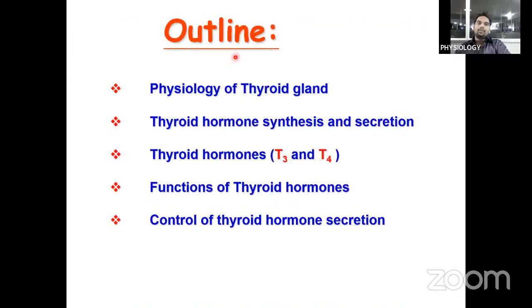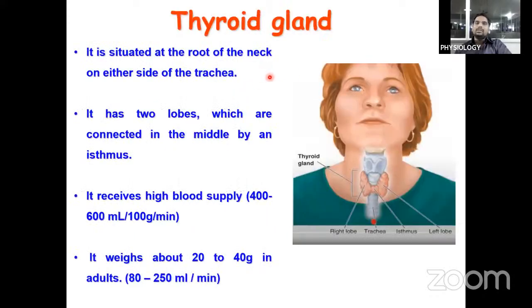These topics are covered under the outline of physiology of thyroid gland, thyroid hormone synthesis and secretion, T3, T4 thyroid hormones, functions of thyroid hormone, and regulation of thyroid hormone secretion. As we know, the thyroid gland is situated on either side of the trachea. It has two lobes, left and right, that are connected in the middle by the isthmus. It receives a maximum blood supply. It weighs about 20 to 40 gram in adults, and it receives around 80 to 250 ml per minute.